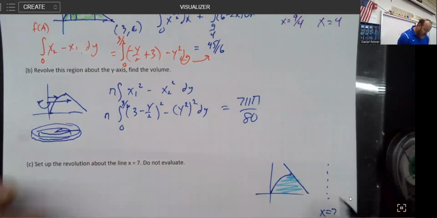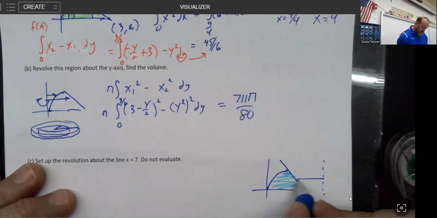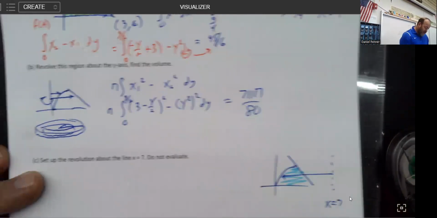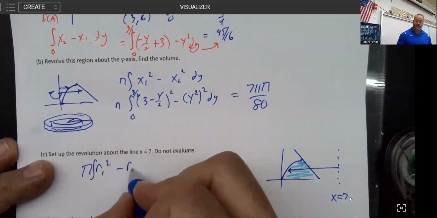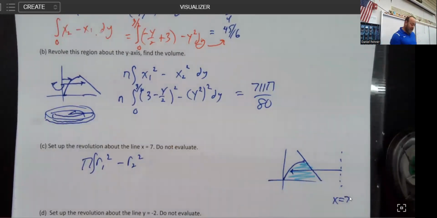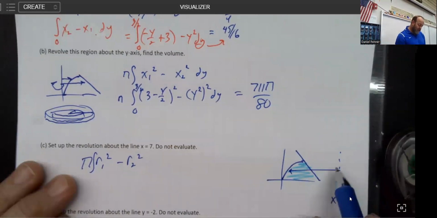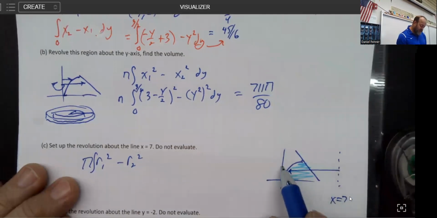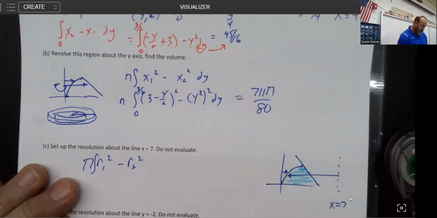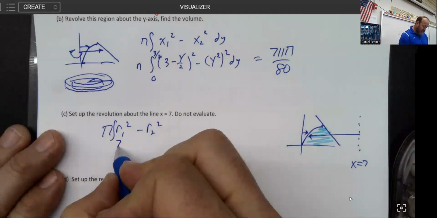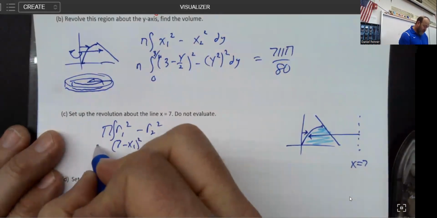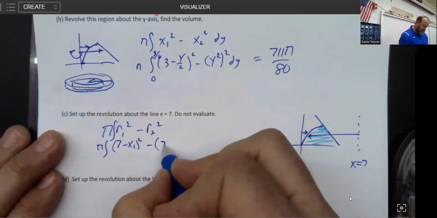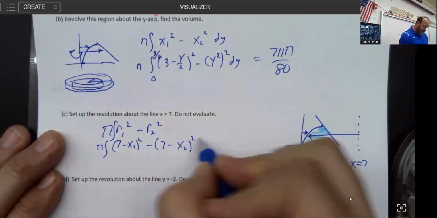From here to here is the radius. That's pi r1 squared minus pi r2 squared, as it always is every single time. But the distance all the way across is 7. This distance is x. So it's like a 7 minus some kind of an x squared. And we're going to subtract some 7 times some other x squared.